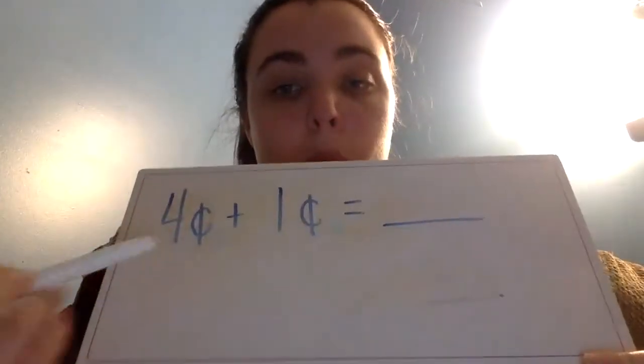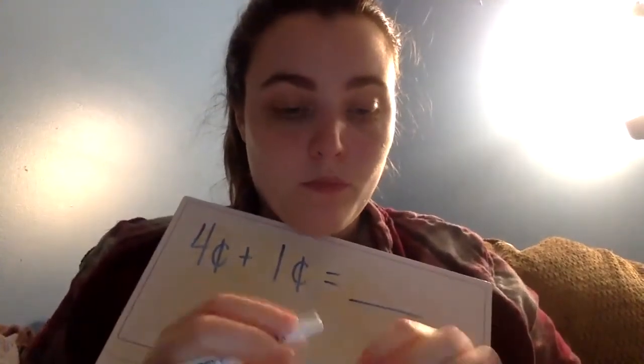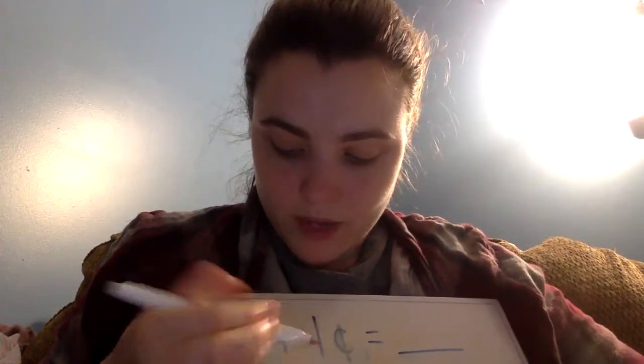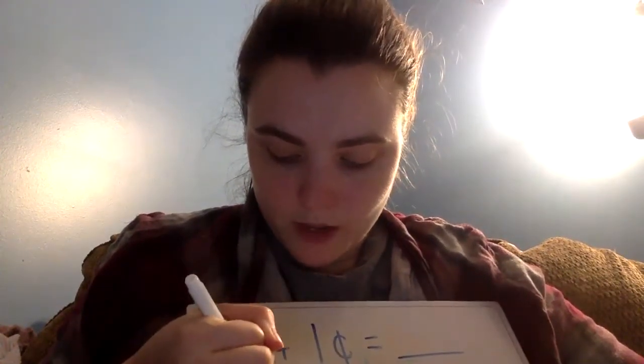We also practiced adding with pennies. So if you remember, we had 4 cents plus 1 cent. So what we would do is we would draw 4 pennies. Remember, it's a coin with a P in it, a circle with a P too. Let me adjust that. There we go.